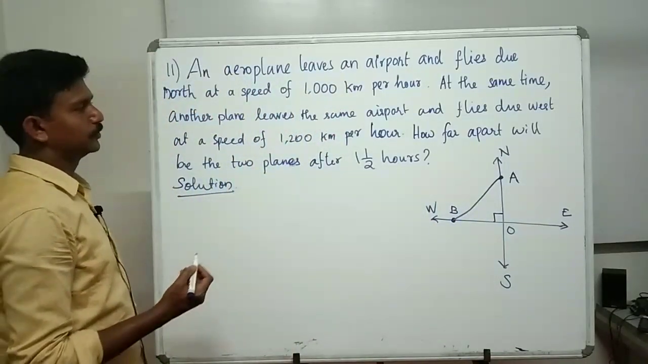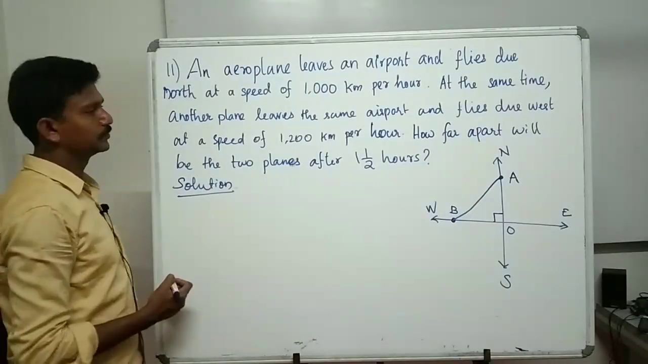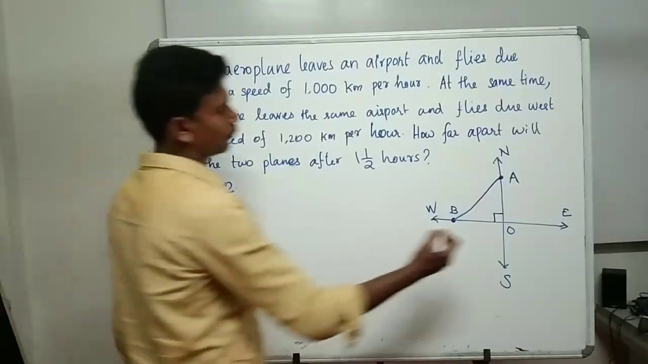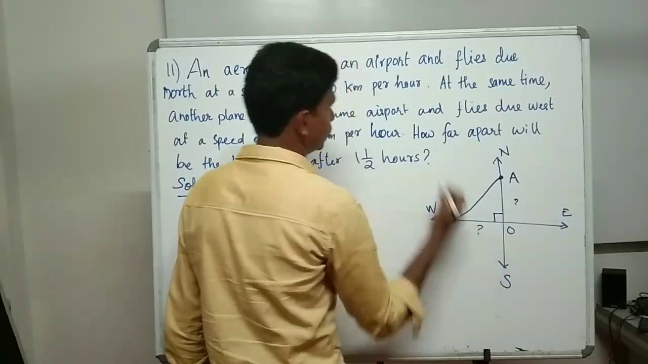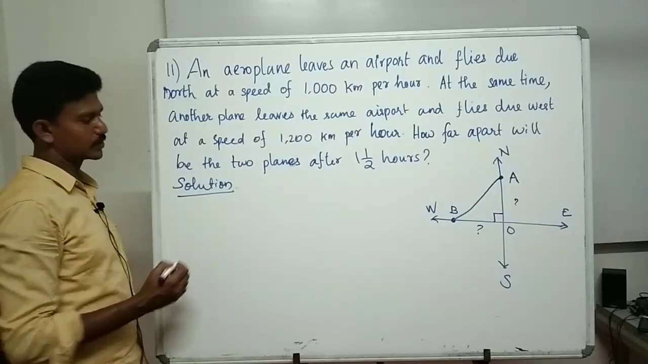So now we should find out the length of AB. We know we can use the Pythagoras theorem. Before that we need the lengths of OA and OB. That is not given in the question, so that is nothing but the distance, okay.